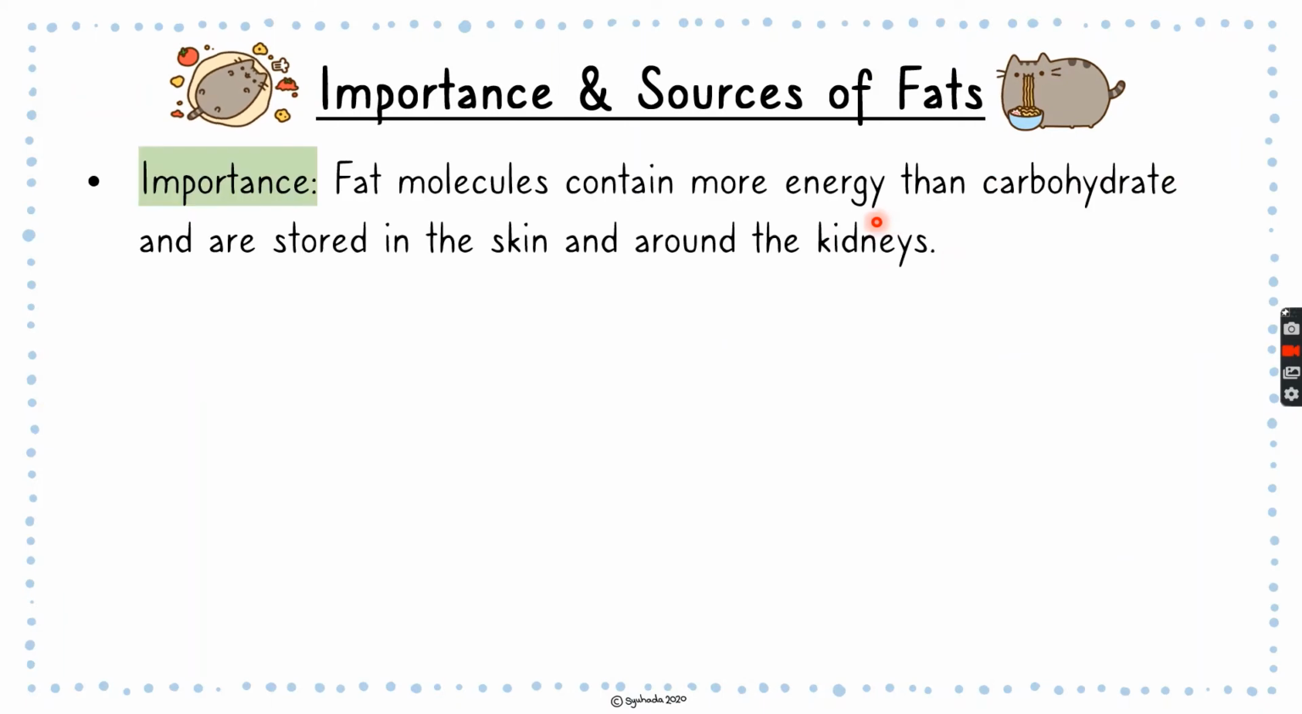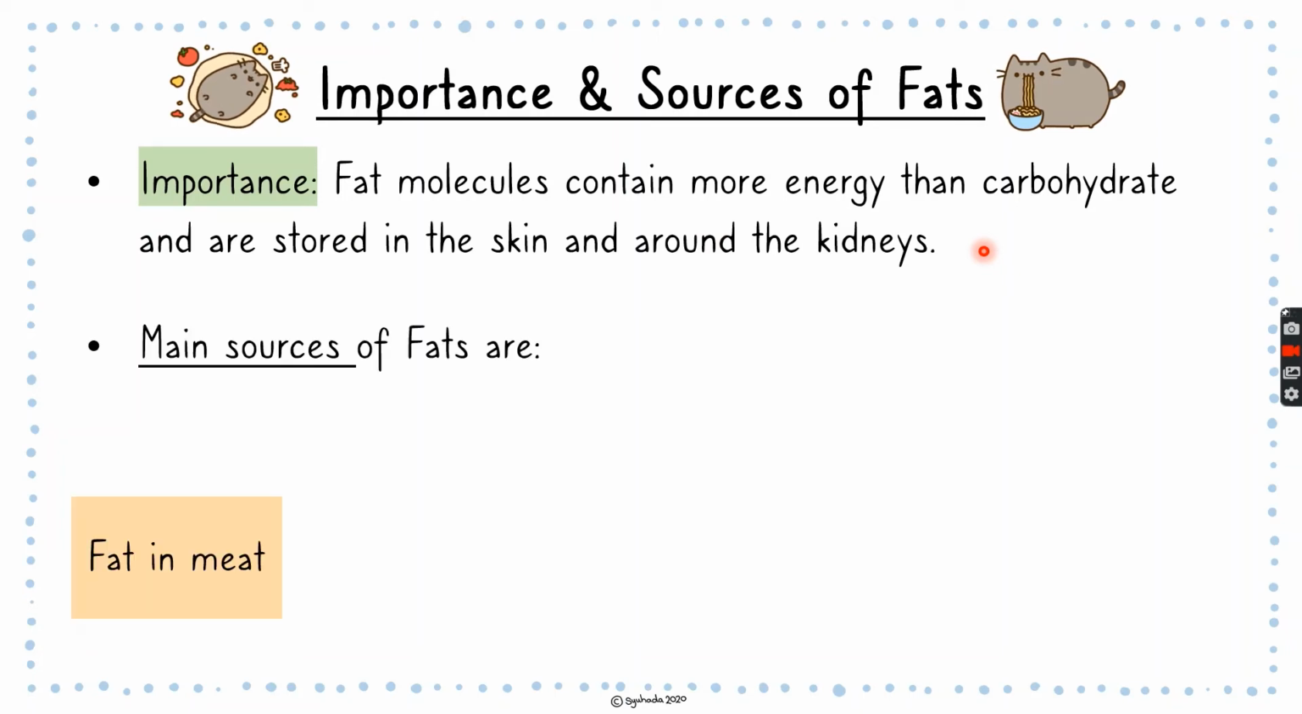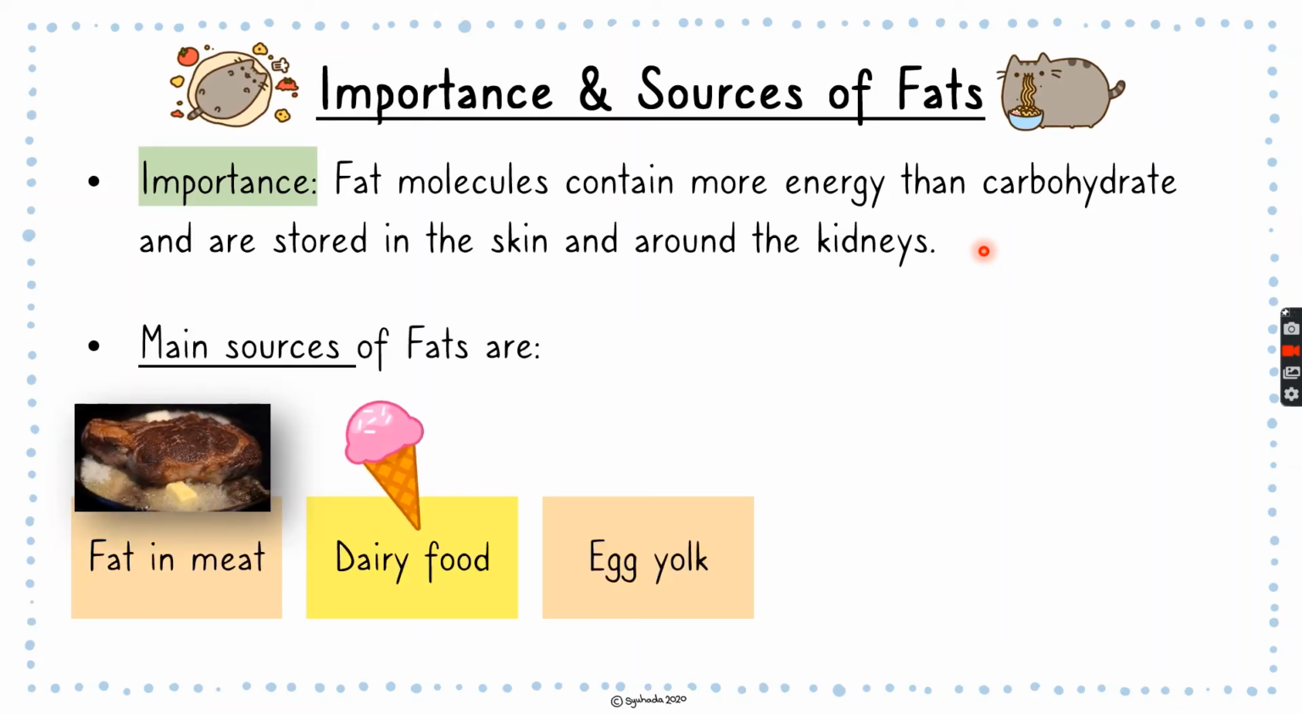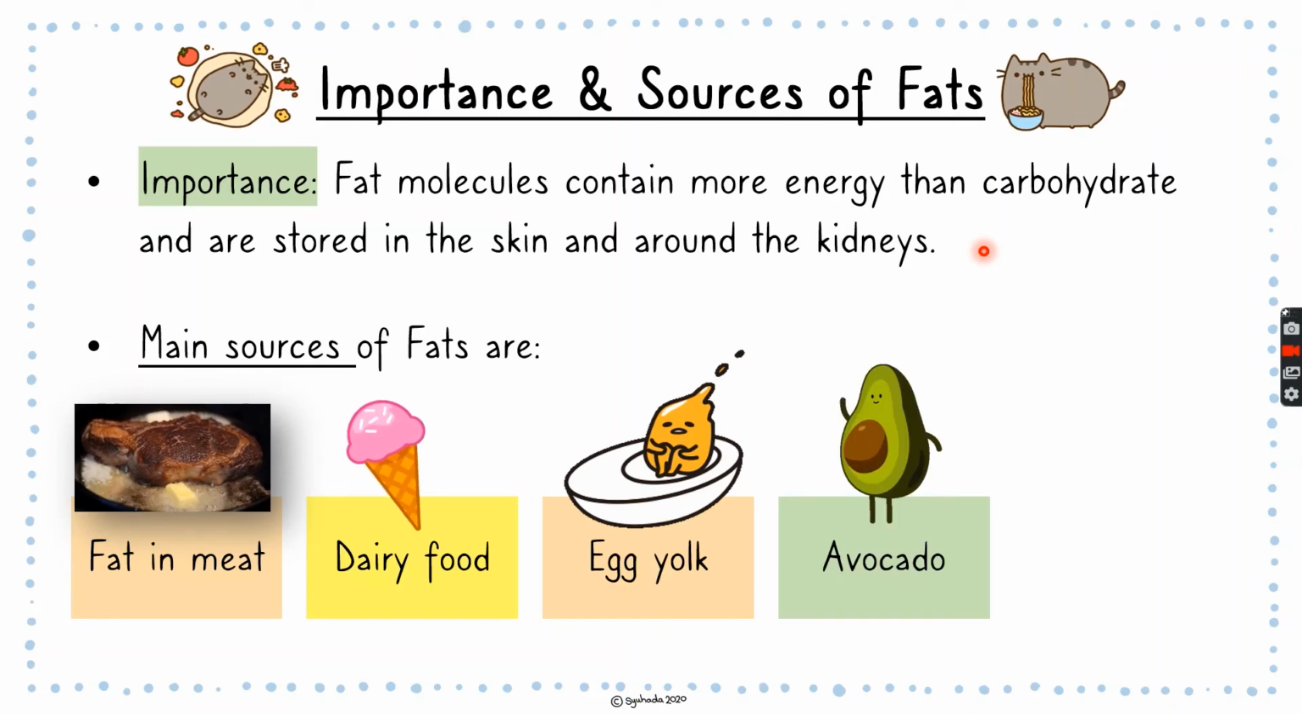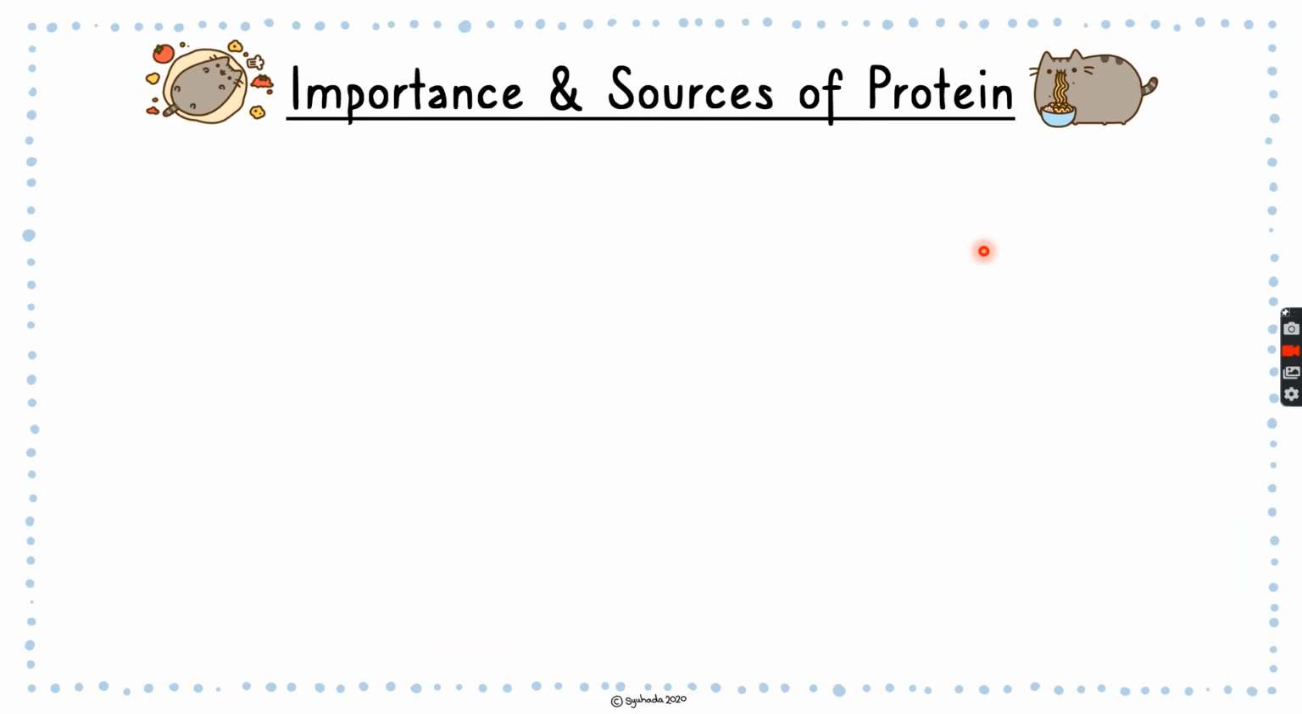Fat molecules contain more energy than carbohydrate. You saw just now that there are many more hydrogen atoms in fat, and because of that, they contain more bonds. That means they actually contain more energy, and this fat can be stored in the skin and around the kidney as well for insulation. The main sources of fat are meat, dairy, egg yolk, avocado, which is a veggie fat, and nuts.